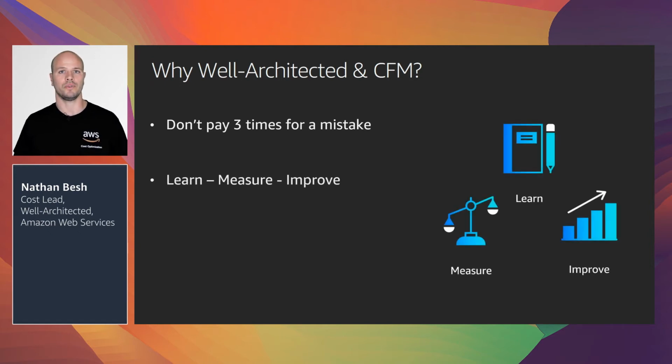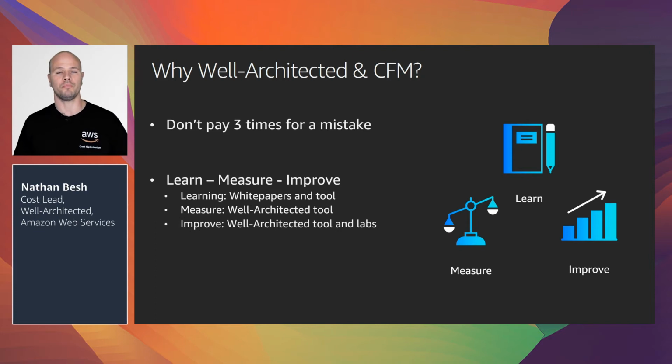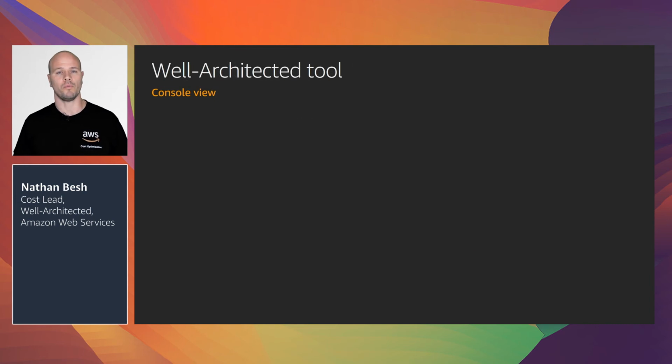That's why the well-architected framework follows the learn, measure, and improve process. You learn about the best practices through the white papers and through the tool. You can then measure where the workload is at and your organization by using the well-architected tool in the console. And thirdly, you can improve by implementing the best practices that are provided to you in the improvement plan, and also using the well-architected labs, and open source hands-on guides on how to implement the best practices for your systems.